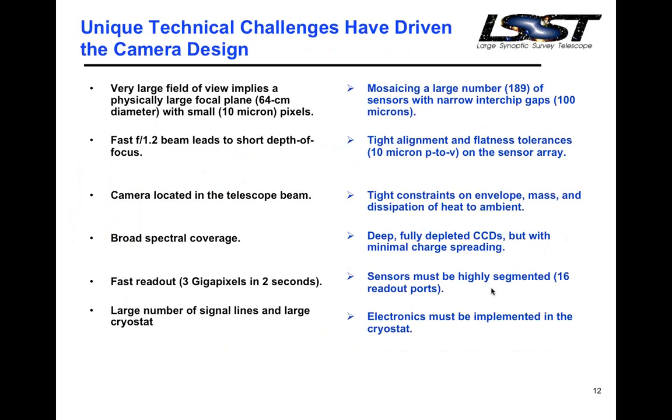So the only way to beat that down is to parallelize the entire system. And the sensors are highly segmented. There are 16 readout ports per sensor. And as I mentioned, there are 189 sensors in the focal plane. So that's a few thousand channels of electronics. And the very large number of signal lines that would require has motivated us to actually incorporate the electronics directly in the cryostat. And I'll show you that in a minute.